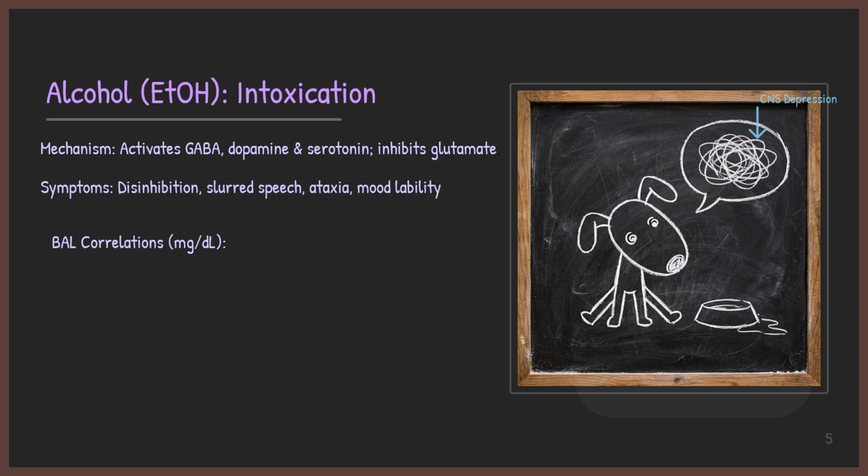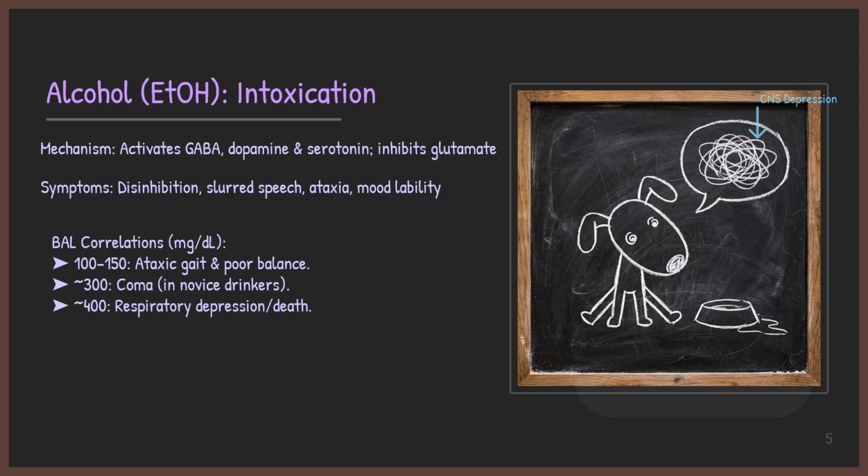BAL correlations: 100 to 150, there's going to be the ataxic gait, poor balance. 300, they're going to go into a coma if they're not super used to alcohol. And then 400 is respiratory depression and death. Intoxication can be deadly as well as withdrawal. Of note, if you have someone that comes in and their blood alcohol level is like 200 something, they're walkie-talkie, that means that they drink a lot at baseline and they've built up a tolerance.